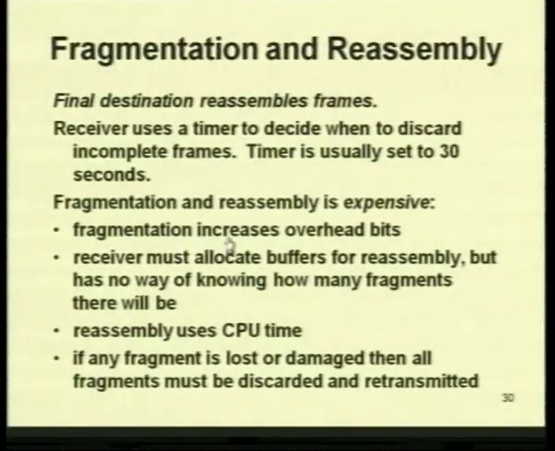But remember that this fragmentation and reassembly is an expensive process. Fragmentation increases the overhead bits, and the receiver must allocate buffers for reassembly, but has no way of knowing how many fragments there actually will be, and the reassembly also takes up some time. And if any fragment is lost or damaged, then all the fragments must be discarded and retransmitted. But IP does this fragmentation and reassembly basically because it says I will provide a best effort service. Fragmentation and reassembly is one major mechanism which allows IP to provide this best effort service, and remember I told you that IP can run on top of any network. It is able to do so basically because of this fragmentation and reassembly mechanism.